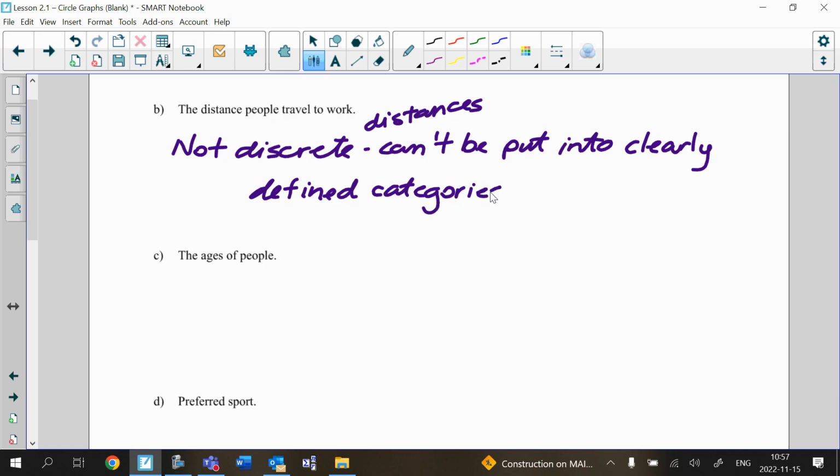This next one might be a little cloudy. Sometimes they're not cut and dry, sometimes they are. The ages of people. Discrete or not discrete?